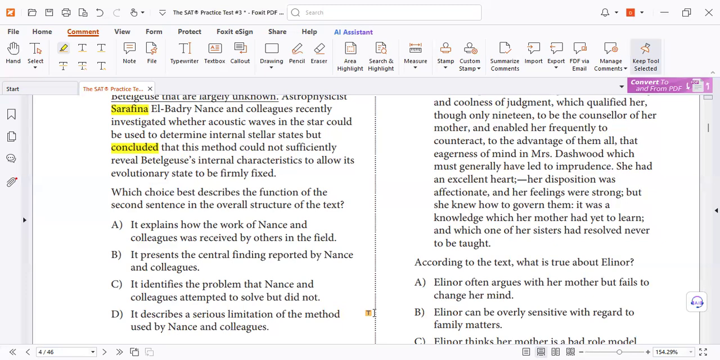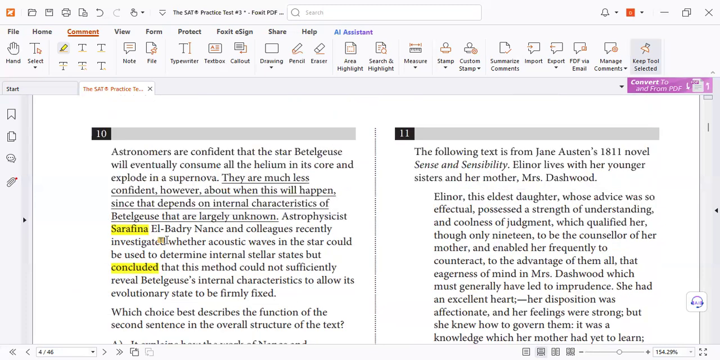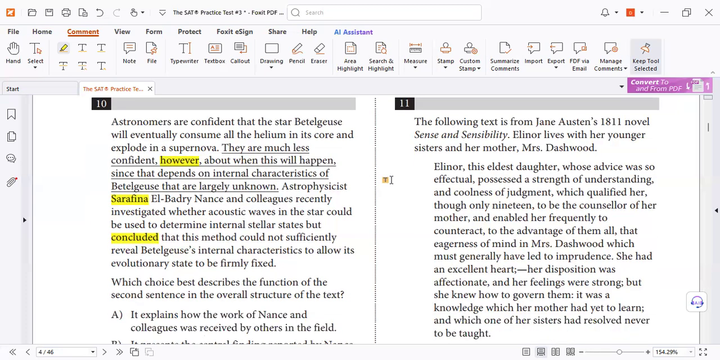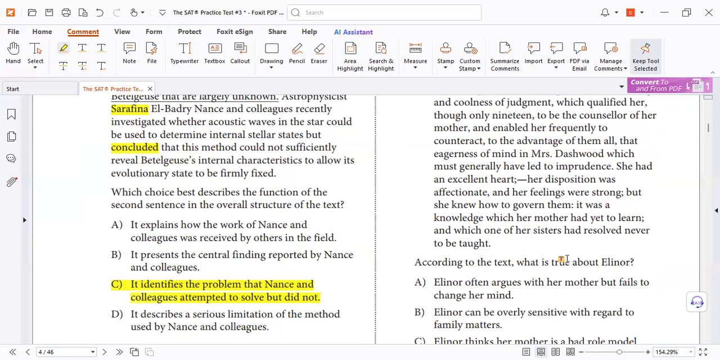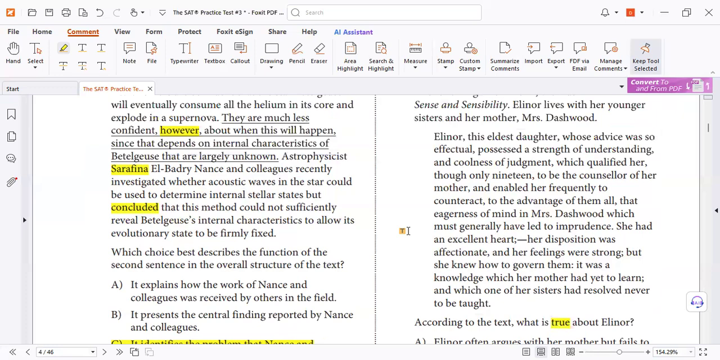Letter C. It's correct. Remember, we test you about the steps of any study. Problem, investigation, how did they do? This way. Look, however, could tell about the problems they have. Correct. The question takes time, but you must read.